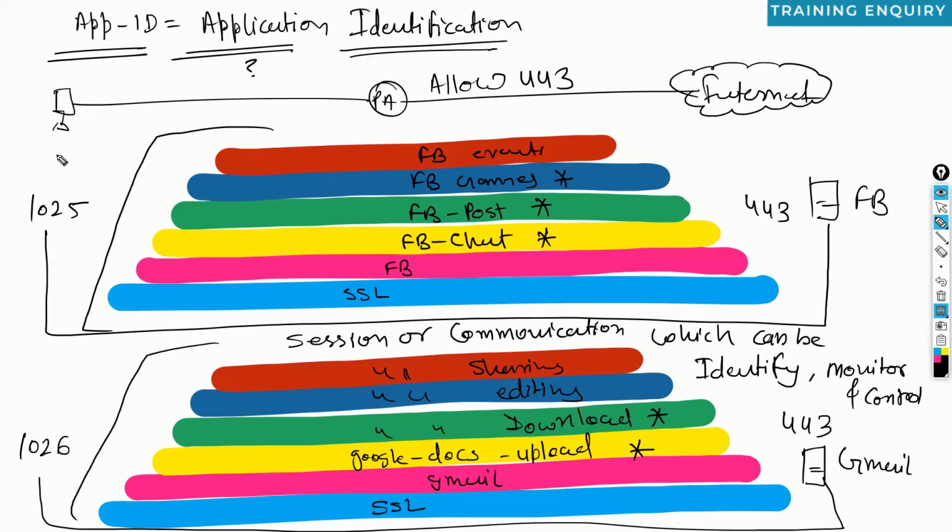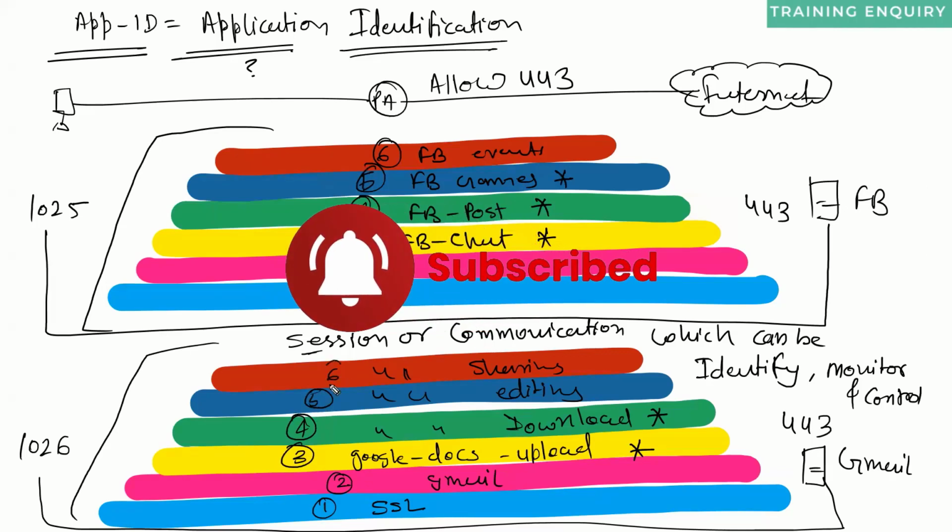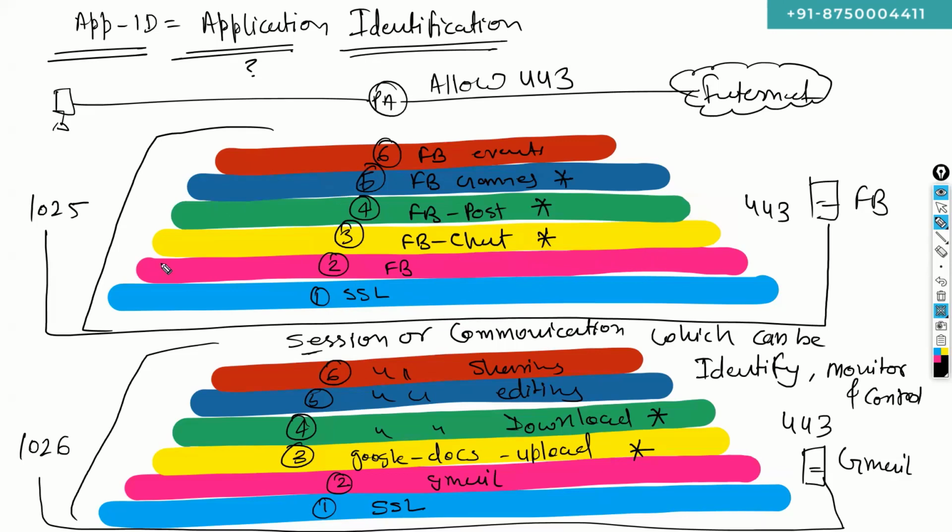For example, the Palo Alto firewall can identify the session of SSL. It can identify the session of Facebook. It can identify the session of Facebook chat, Facebook post, Facebook games, and Facebook event. Same here. The Palo Alto firewall can identify, yes, this is an SSL session, but under this SSL tunnel, this is a Gmail session, this is Google Docs, this is upload, this is editing, and this is sharing. So with the help of application identification, the Palo Alto firewall can identify and monitor the session or communication between client and servers.